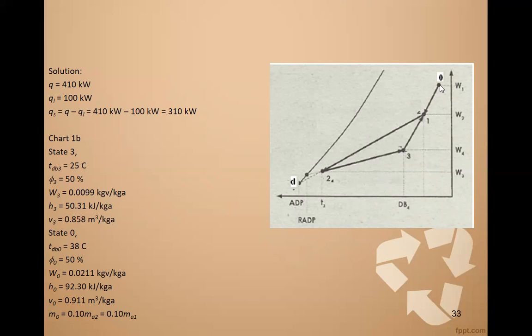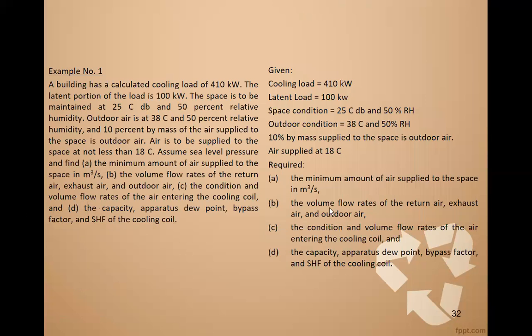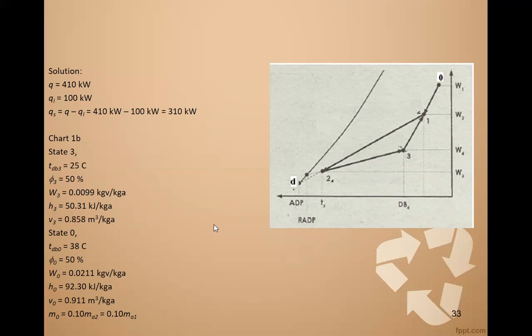So, state 0, outdoor, 38 C and 50% relative humidity. W sub O is equal to 0.0211 kilogram vapor per kilogram air. H sub O is equal to 92.3 kJ per kilogram. V sub O is equal to 0.911 cubic meter per kilogram. M sub A O is equal to 0.1 M sub A2, equal to 0.1 M sub A1. So, this is your M sub A O here in the figure.